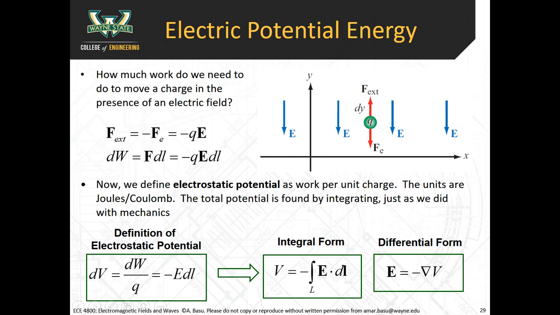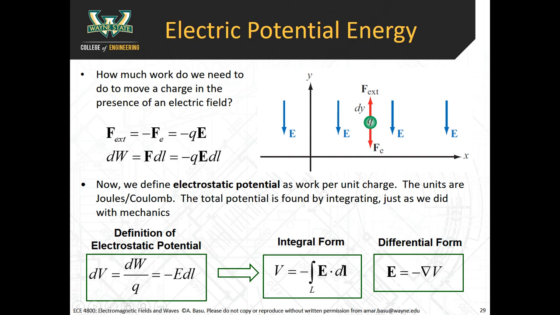And that's equal to negative E dot dL, just from this equation here. We define dV as dW divided by Q, and from this equation, it's just negative E dot dL. This is the differential form of the electrostatic potential. You integrate both sides of the equation. You integrate dV, you get V. You integrate negative E dot dL, and that's what this is here.